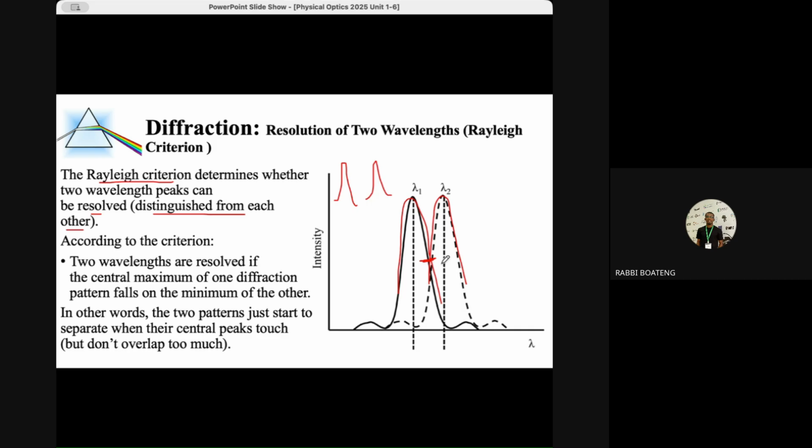But it doesn't mean that they should overlap. We don't want an overlapping situation like this. Exactly. This is not Rayleigh's procedure. In Rayleigh's, we have one peak here and we have another peak here, and only their middle part here is touching each other. Okay. So you can give me a thumbs up if I can go on.